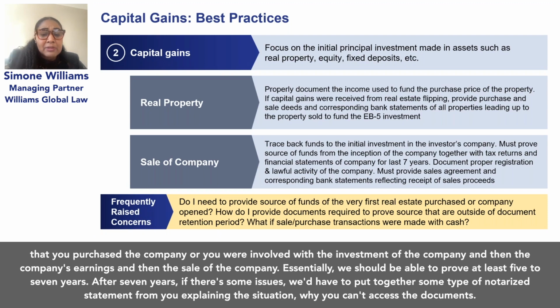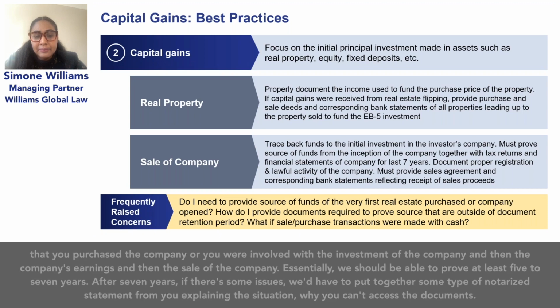Essentially, we should be able to prove at least 5 to 7 years. After 7 years, if there are some issues, we'd have to put together some type of notarized statement from you explaining the situation, why you can't get access to the documents.